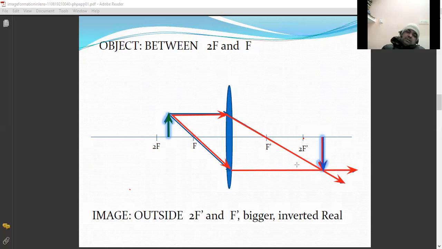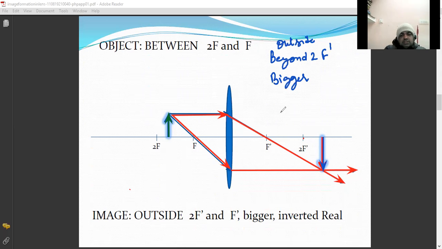Now by observation, what can you tell about the image formed? By observation, it is very clear that, first, the position is beyond 2f. You can say outside also. Outside 2f. Second, you see this image is bigger. Its size is bigger. Third, it is inverted. Is it real? Yes, of course it is real.